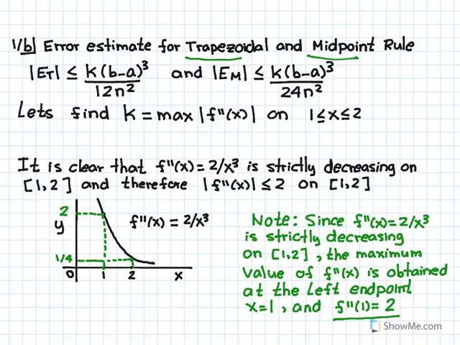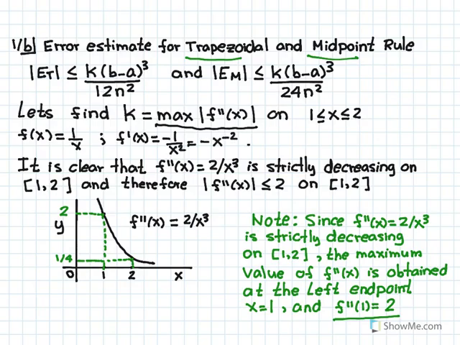K is the maximum of the second derivative on the interval from 1 to 2. And let's start with the function f of x is equal to 1 over x. Let's differentiate this function. We get f prime of x. We can write 1 over x as x to the minus 1, apply the power rule, we get minus 1, x to the minus 2. So when we simplify, we get negative 1 over x squared, or minus x to the minus 2.